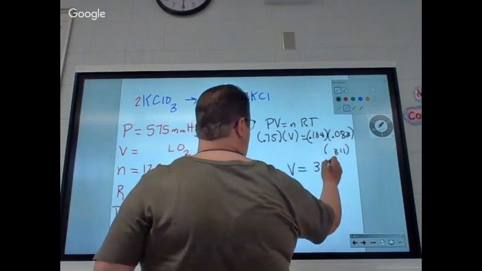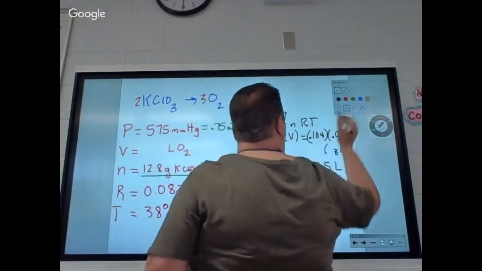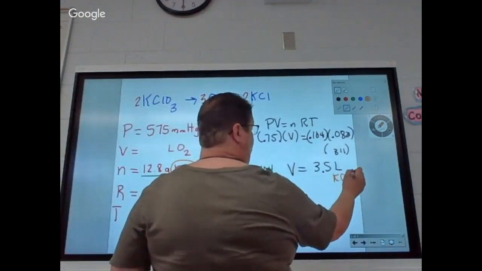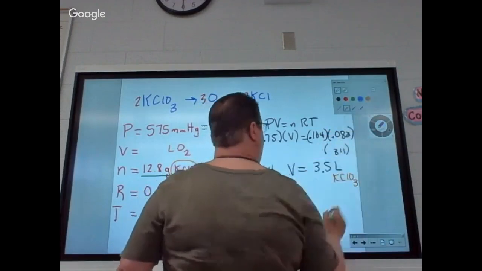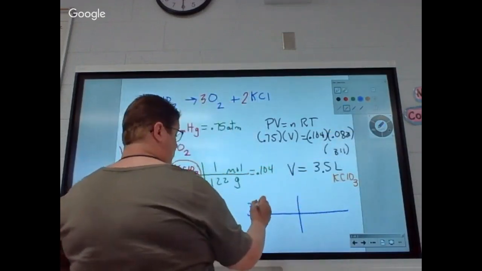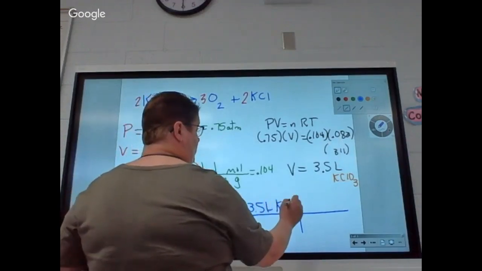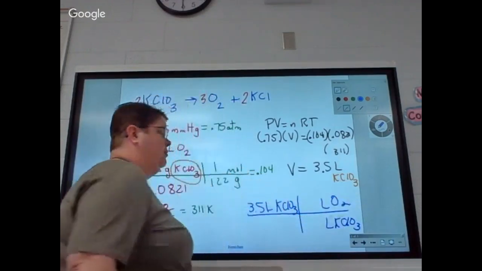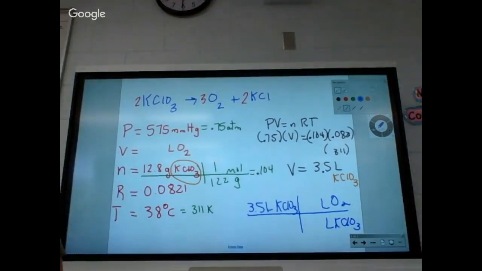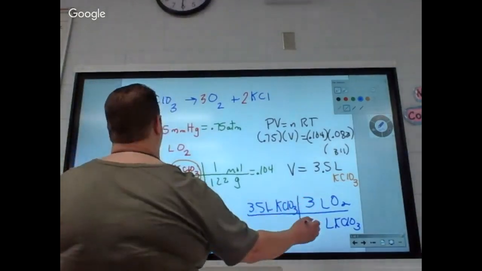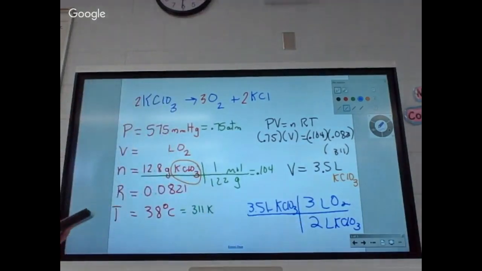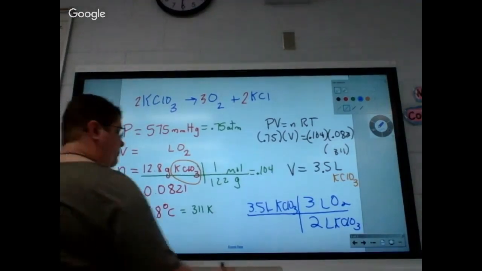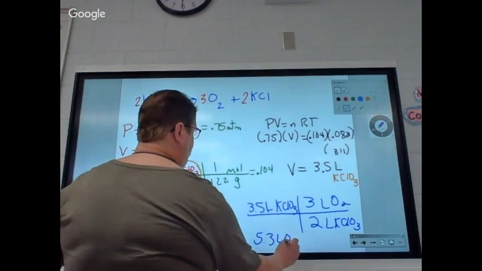I get 3.5. Now, that's liters of what? Liters of what we started with, which is KClO3. So I need to convert from liters of KClO3 to liters of what it asks me for, which is oxygen. Where do the numbers come from to do that? The coefficients. Yep. So oxygen has a 3 and KClO3 has a 2. So 3.5 times 3 divided by 2. I have 5.3 liters of O2.